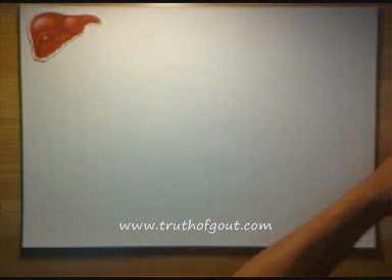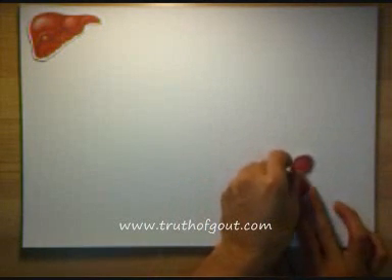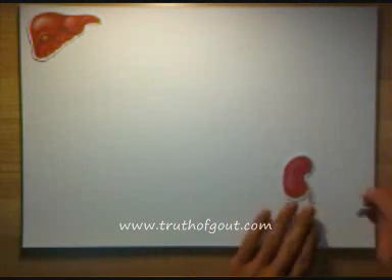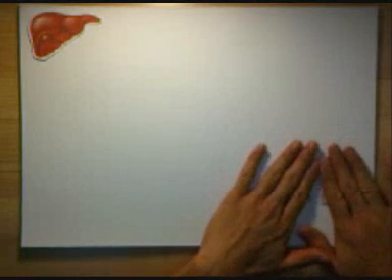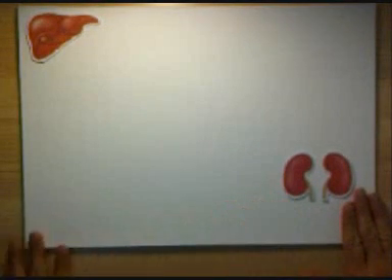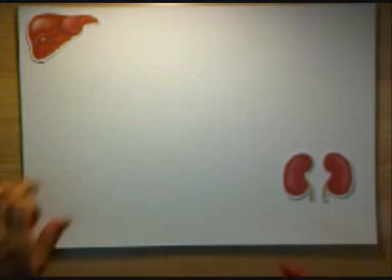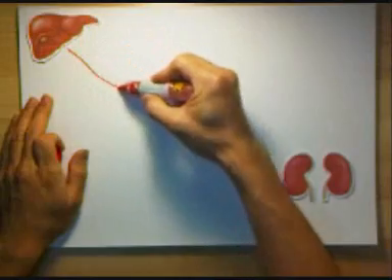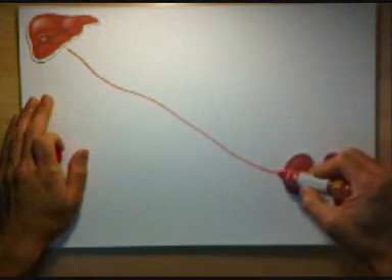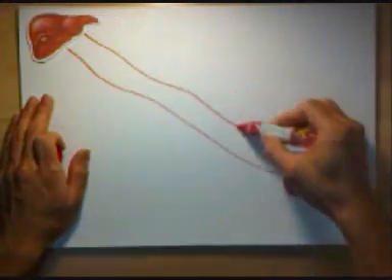It is then sent to the kidneys for disposal of uric acid through urine. So it will first be broken down, and then it will be sent through the bloodstream.